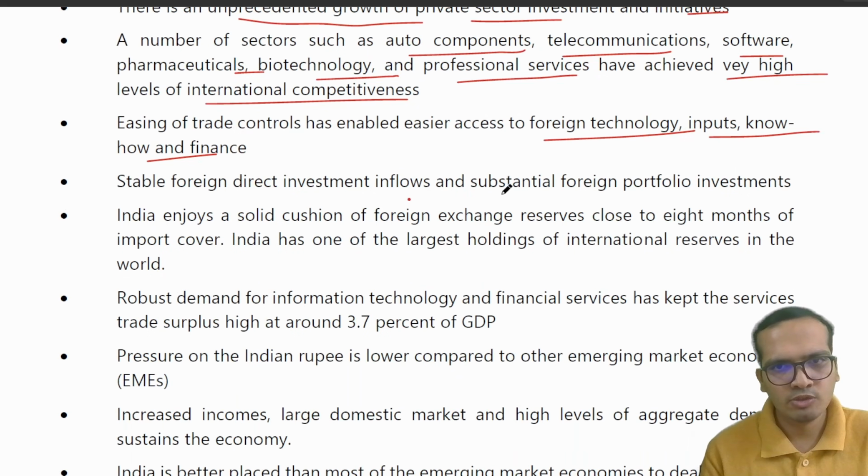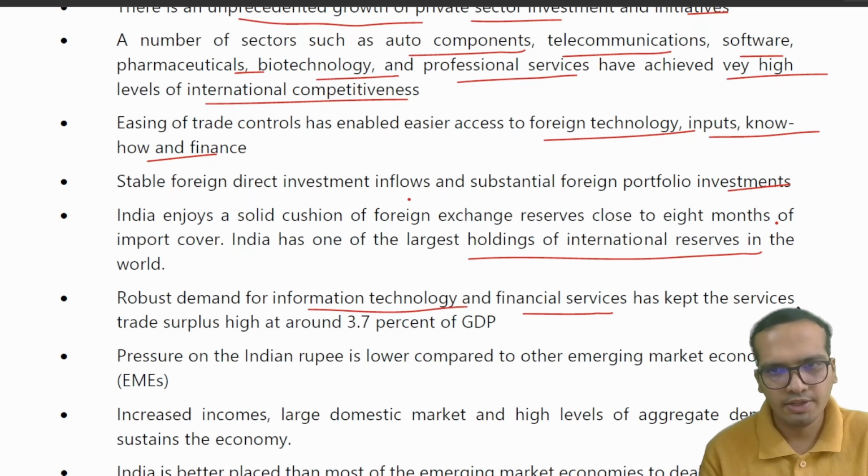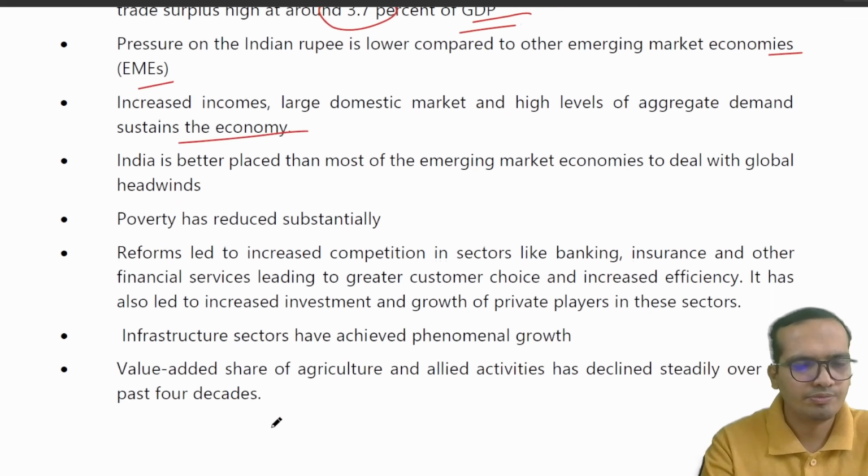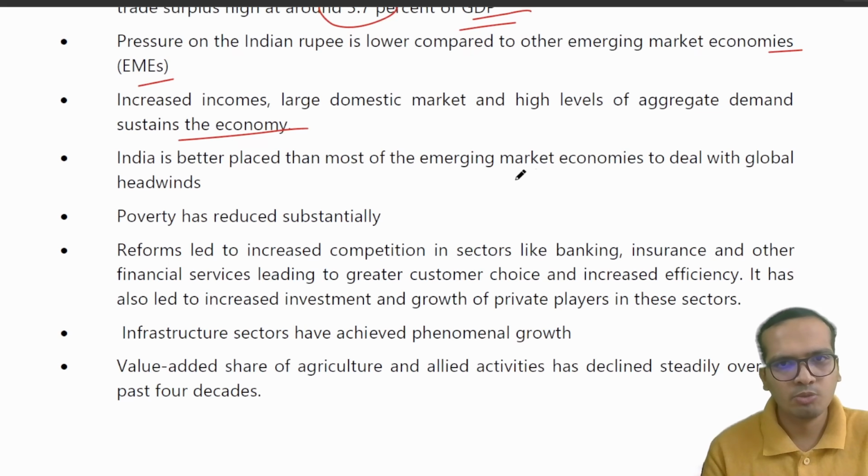Stable foreign direct investment inflows and substantial foreign portfolio investments. India enjoys a solid cushion of foreign exchange reserves, close to 8 months of import cover. India has one of the largest holdings of international reserves in the world. Robust demand for information technology and financial services has kept the service trade surplus high at around 3.7% of GDP. Pressure on the Indian rupee is lower compared to other emerging market economies (EMEs). Increased income, large domestic market, and high level of aggregate demand sustained the economy. India is better placed than most of the emerging market economies to deal with global headwinds.